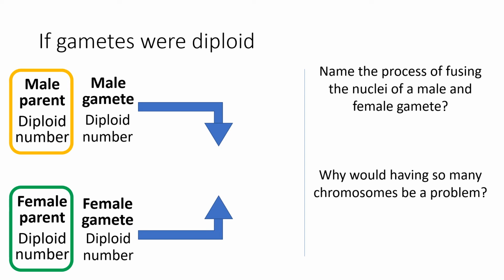When the male gamete, remember, that's a sperm, and the female gamete, remember, that's an egg, have their nuclei fuse, you will have an offspring. But that offspring will actually have double the diploid number. It'll have way too many chromosomes. And here are two questions for you. Name the process of fusing the nuclei of a male and female gamete. And why would having so many chromosomes be a problem?